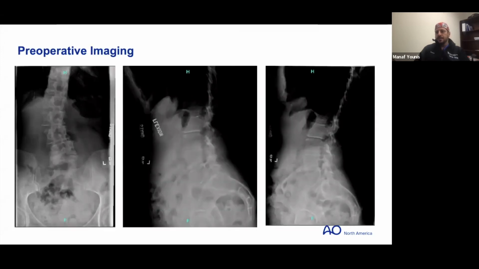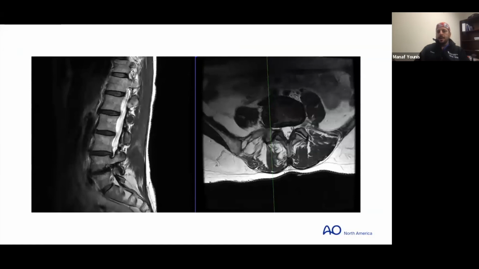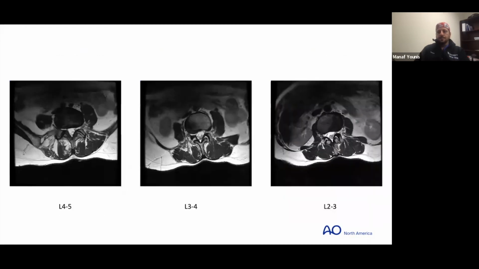Next slide, please. This slide shows the radiographs of this lady at presentation. The AP radiograph is showing a right coronal lumbar curve, and the lateral X-ray showing satisfactory alignment with no signs of instability. Next, please. The MRI demonstrated the degenerative scoliosis, namely from L3 to L5, with some collapse at L3-4. Next, please. The axial views show severe L4 foraminal stenosis and lateral recess stenosis.